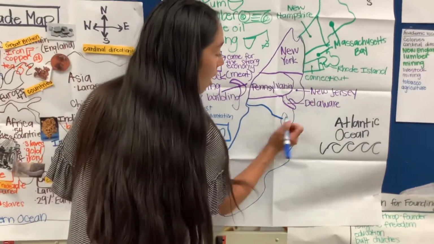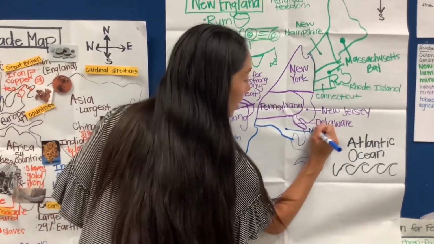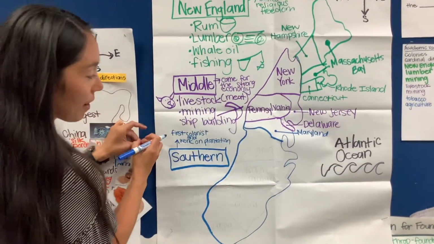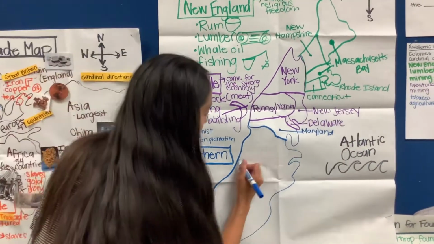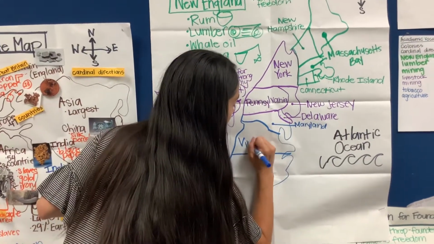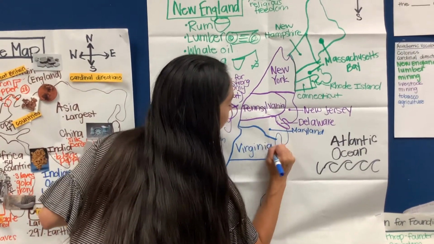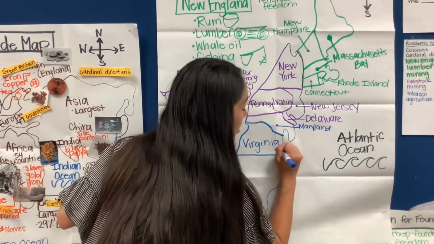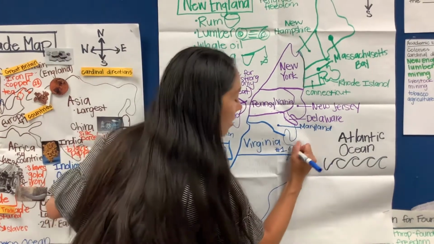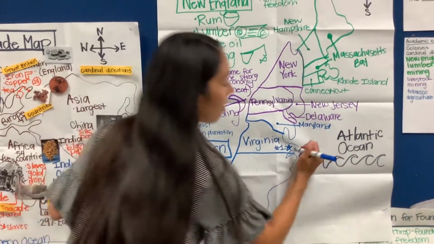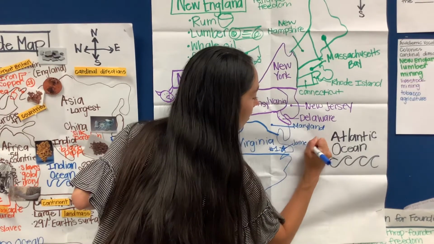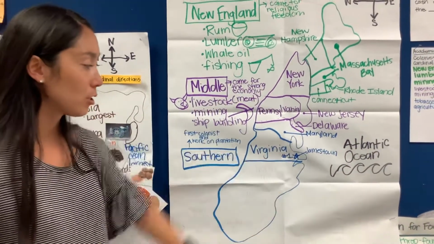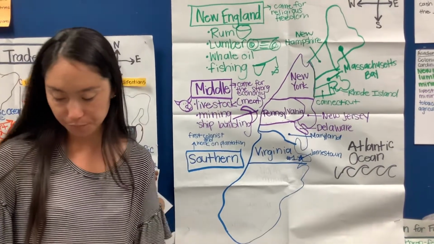Our colonies located in the southern colonies, we had Maryland. Say Maryland. In addition, we had Virginia. Say Virginia. And Virginia was the first colony, and we have Jamestown. It's where the colonists first arrived, and it's located in Virginia.